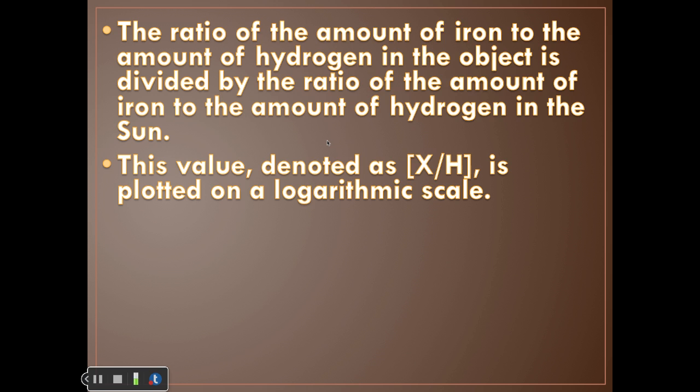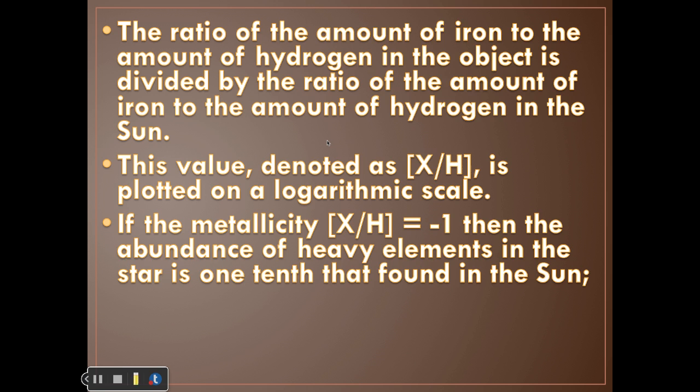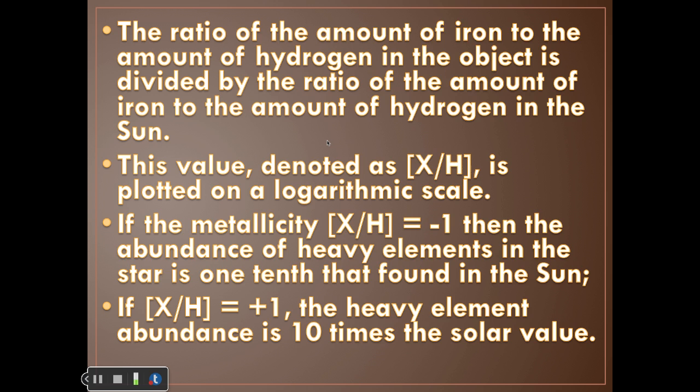So we've got what is the ratio, and then we define this as [X/H]. So it's usually [Fe/H] for iron over hydrogen. Sometimes it's O, sometimes we use other things, we'll see in a few minutes. And then we plot it on a logarithmic scale. That's usually what the square brackets denote. And so if we've got a metallicity of [Fe/H] = -1, it means that the iron abundance is a tenth that found in the sun. And likewise, if [Fe/H] is +1, then it's 10 times the solar value.